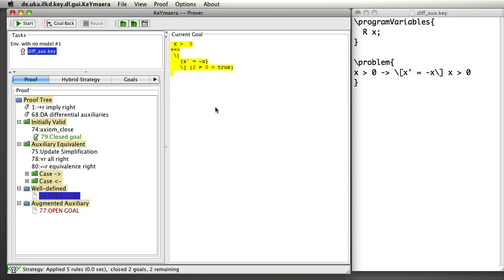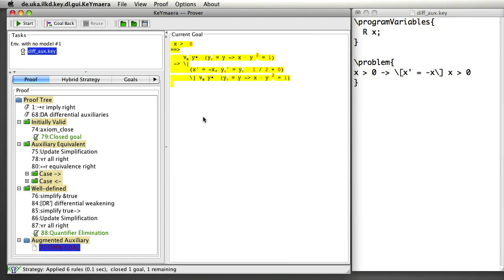KeYmaera again can handle this automatically. Next, we have to show that the differential equation is well defined. In this case, the only thing we need to show is that the denominator is not equal to 0. So where we had y prime equal 1/2 times y, we had 2 in the denominator. If we had divided by 0, then this differential equation would not be well defined. This property is again obvious, and KeYmaera handles it easily.